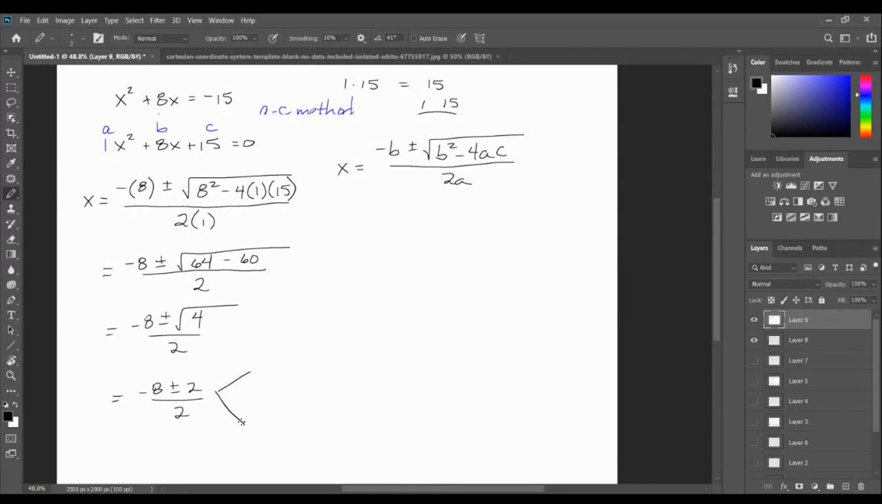We've got two ways we can take this. We've got the positive and the negative. So the positive route, we've got negative 8 plus 2 over 2, which is negative 6 over 2, which is negative 3. The minus route, we've got negative 8 minus 2 over 2. Negative 8 minus 2 is negative 10, divided by 2 is negative 5. The exact same answers we got with the other two methods.